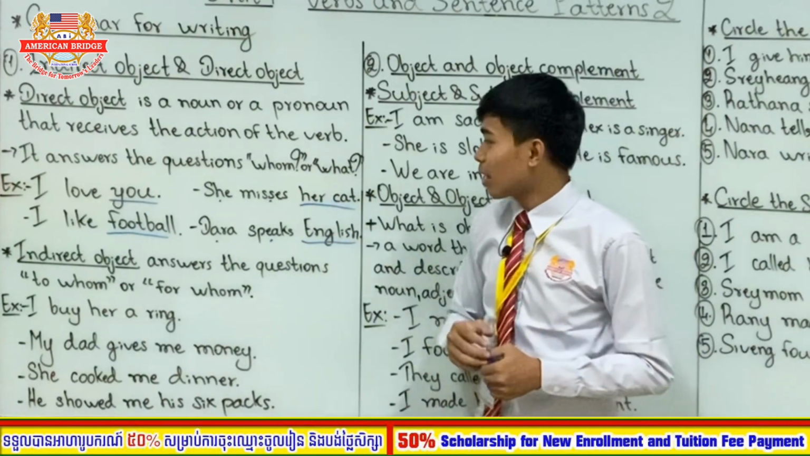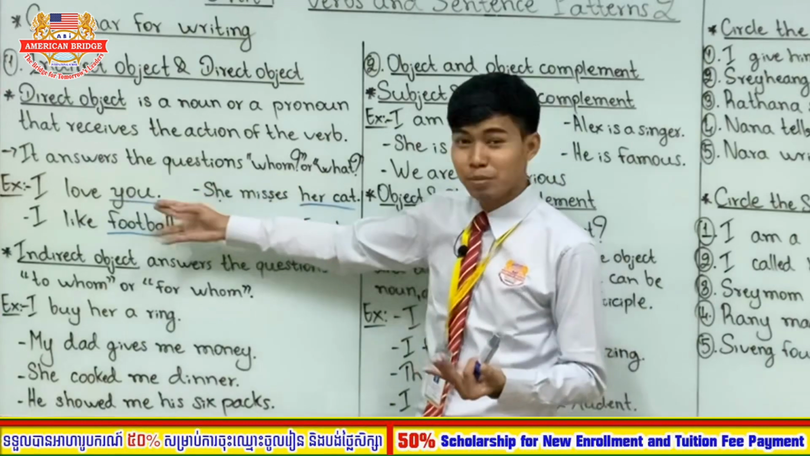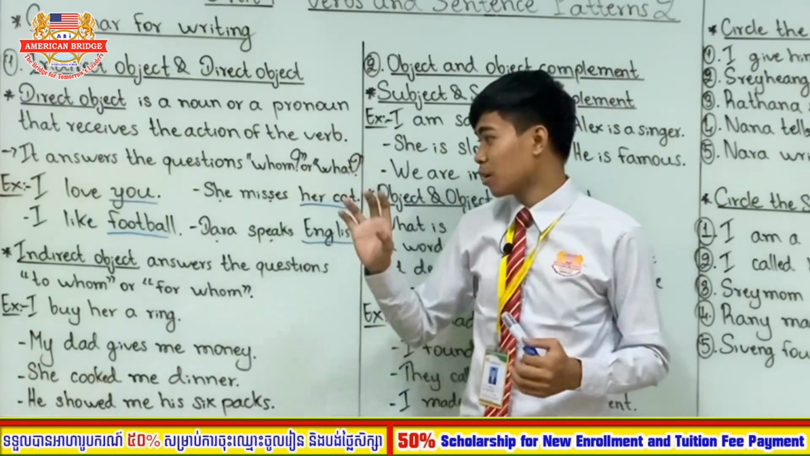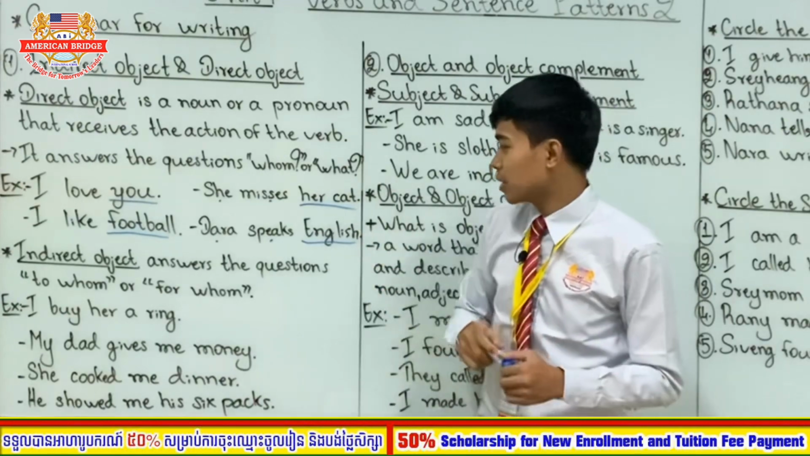Okay, so I love whom? I love you. So you here is a direct object, right? So that's the end of our direct object. Let's go to the indirect object.